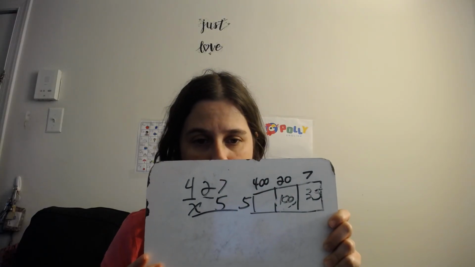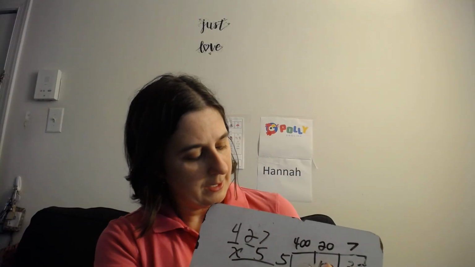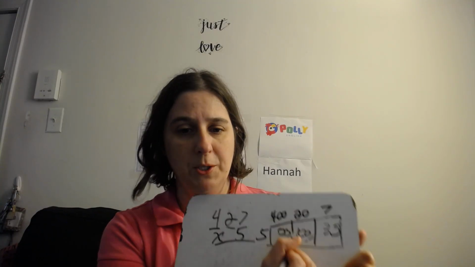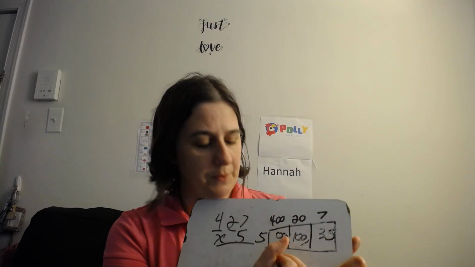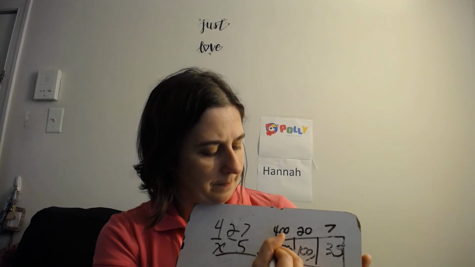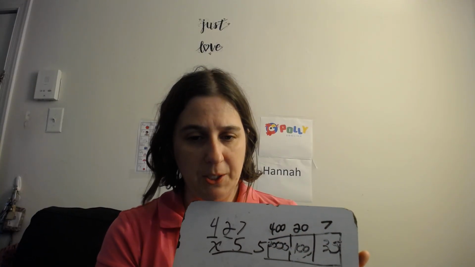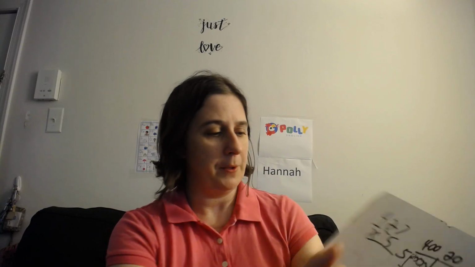At last, I have 5 times 400. Again, put your zeros first. You're doing a multiple of 100. You need a 0 in the ones place and a 0 in the tens place. And just think 5 times 4 is 20. That gets you 2,000. Just like with our last multiplication problem, now we add up all the numbers.